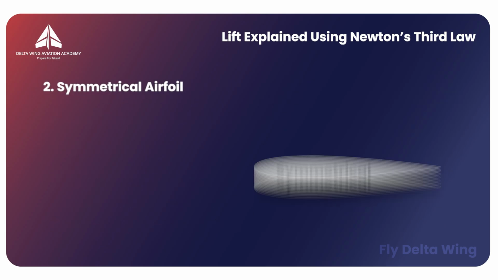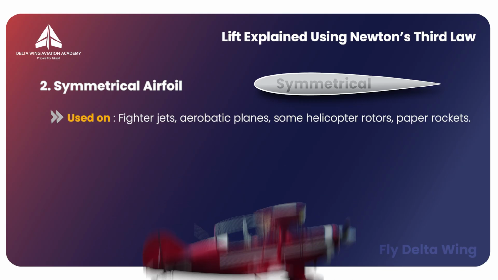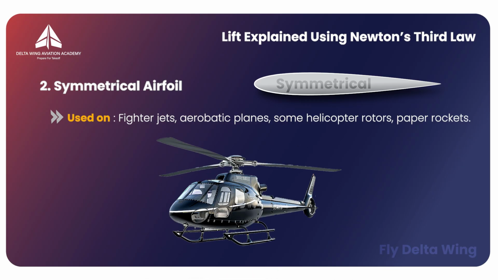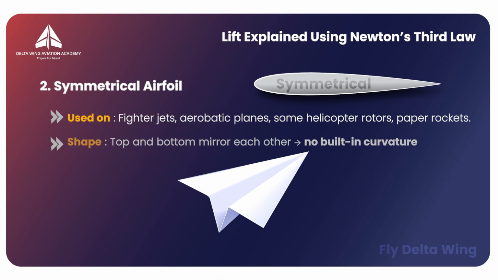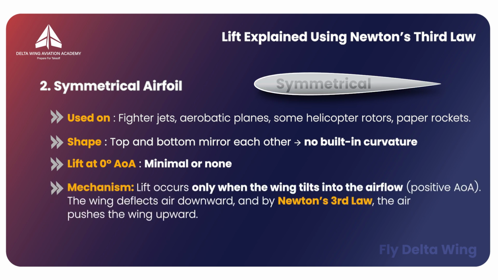2. Symmetrical airfoil. Used on fighter jets, aerobatic planes, some helicopter rotors, paper rockets. Shape: top and bottom mirror each other, which implies no built-in curvature. Lift at 0 degrees angle of attack: minimal or none. Mechanism: lift occurs only when the wing tilts into the airflow, at a positive angle of attack. The wing deflects air downward, and by Newton's third law, the air pushes the wing upward.